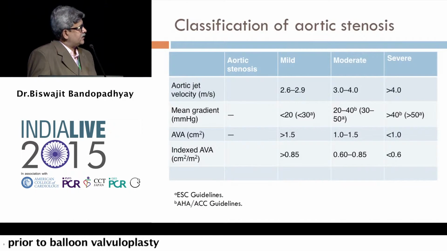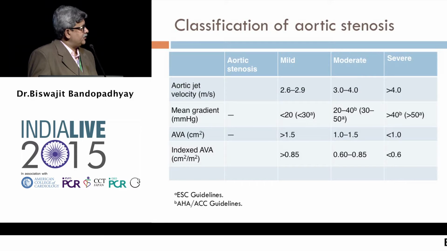Classification of aortic stenosis according to echocardiographic gradients. Mild is 2.6 to 2.9 meters per second. Moderate is 3 to 4, and more than 4 is severe. And for mean gradient, 20 to 40 is moderate, and more than 40, and some say more than 50, is severe. There are different guidelines and different ways of calculating.